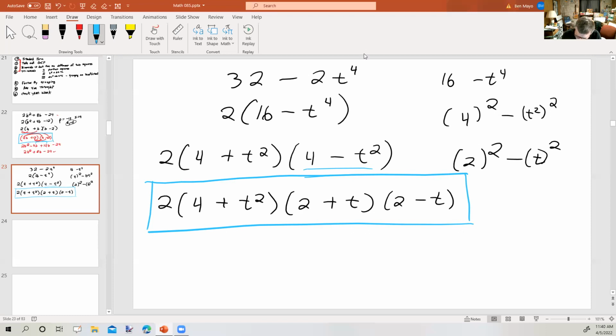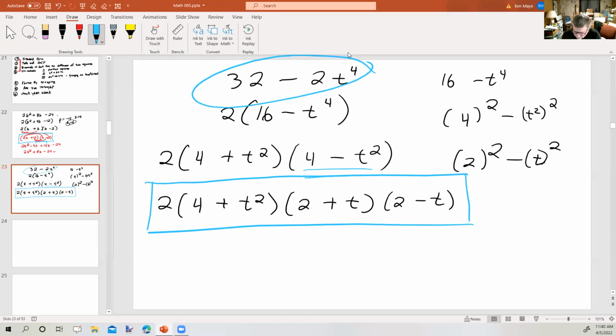Now, you could take this, switch it around and write it -2 t to the 4th plus 32, factor out a -2, and factor it, and you'd get an equivalent answer to what's in the blue box down below. Do you want me to do that, or are you good with this?